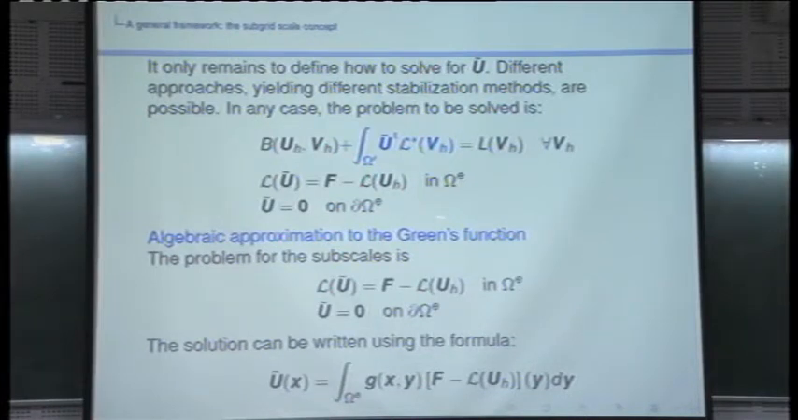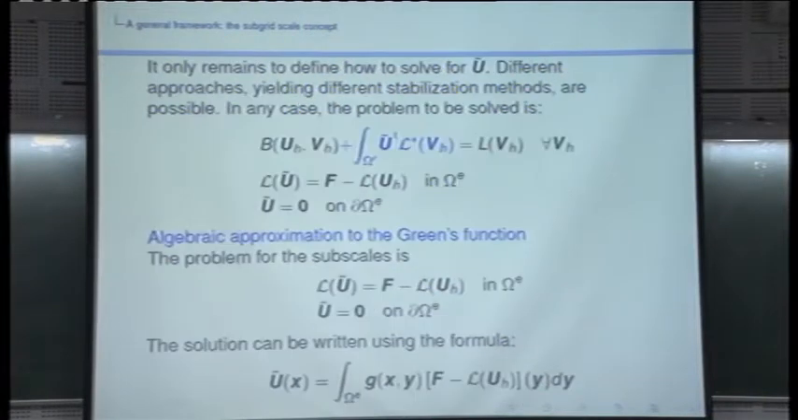The first one is to approximate the Green's function of the problem. We have to solve this problem. Since U is equal to 0 on the boundary, if the Green function of the differential operator were known, we could represent the unknown in terms of the Green function in this way. This is the right-hand side. We convolute the right-hand side with the Green function to obtain the closed form representation of the solution.